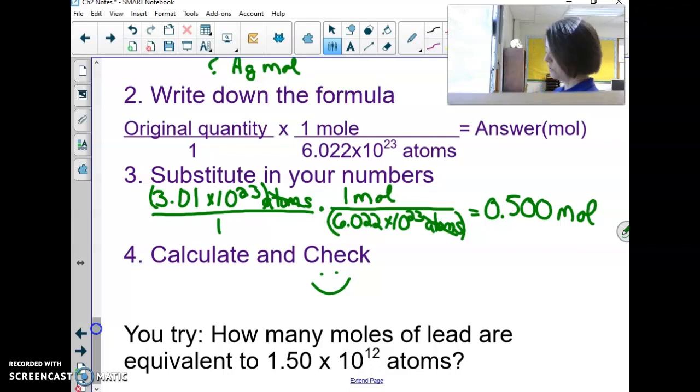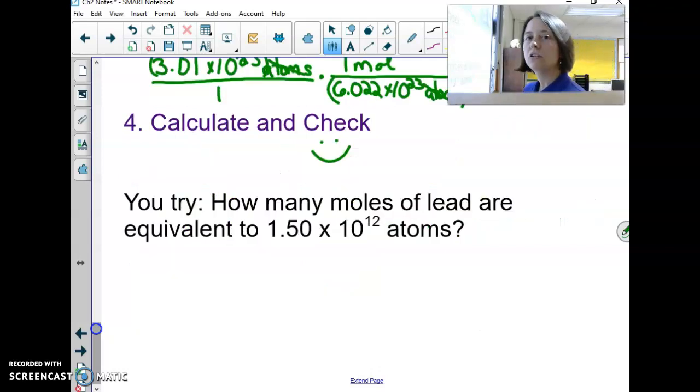I would like you to try this problem on your own. How many moles of lead are equivalent to 1.5 times 10 to the 12th atoms? So please set that up and get an answer, and we'll go over that in class.